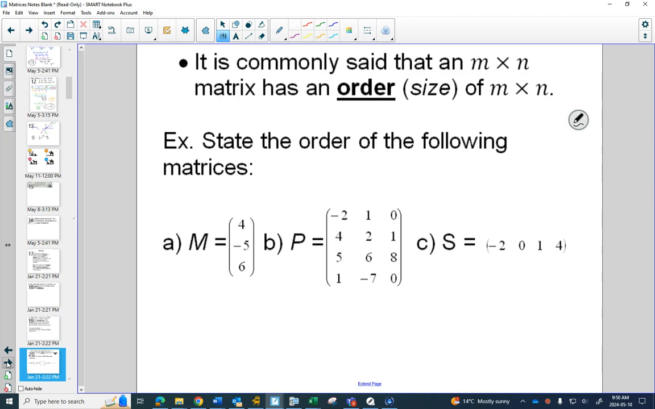This one would be 3 rows by 1 column. This is a 3 by 1 matrix. This is a 4 by 3 matrix. And this one has 1 row and 4 columns. We would call it a 1 by 4 matrix. Now, I know this is a little bit more difficult than the calculus you've been doing, so if you just bear with me, you'll be fine.